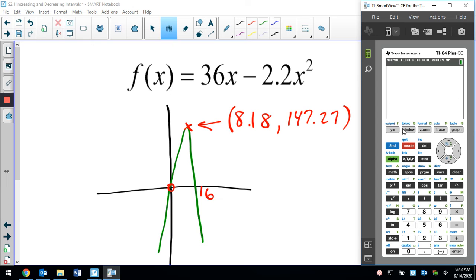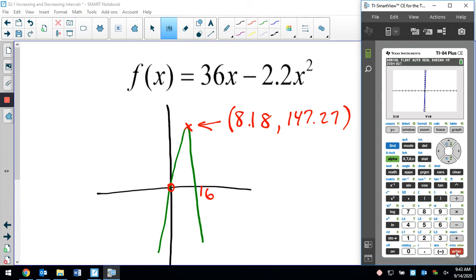Okay, so if we use our graphing calculator, we can hit the y equals button right here. And we can type in our equation, 36x minus 2.2x squared, and I'm just going to hit zoom number 6 for a standard window, because I don't know what I've been doing on this calculator before, so I'm just going to make sure it's a standard window setting. And I can see that my graph has gone up, but I can't see the top, so I need to change my window settings or zoom out.